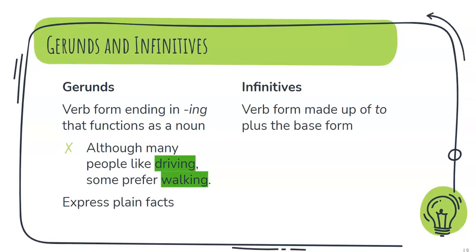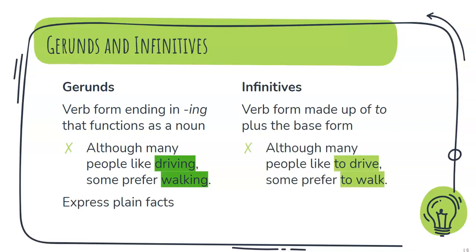An infinitive is a verb form made up of to plus the base form of the verb, such as to hop, to skip, and to jump. In the sentence, although many people like to drive, some prefer to walk, the infinitives are to drive and to walk. In general, use infinitives to express intentions or desires.